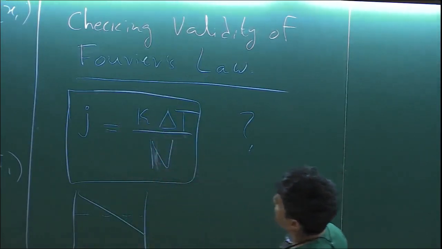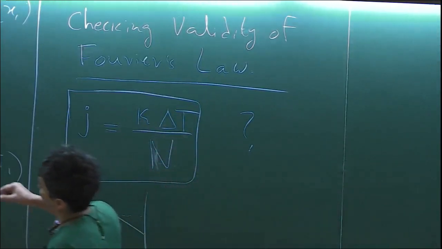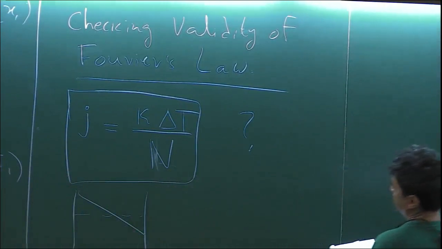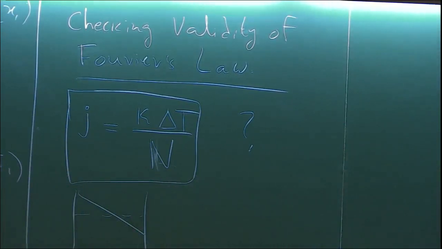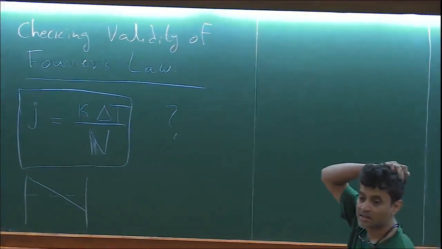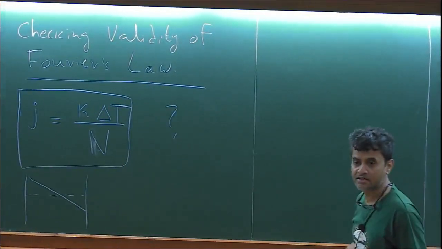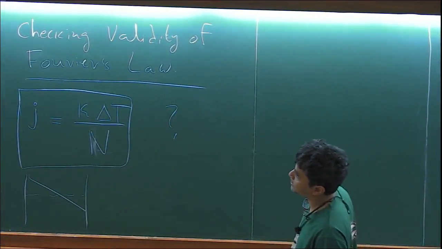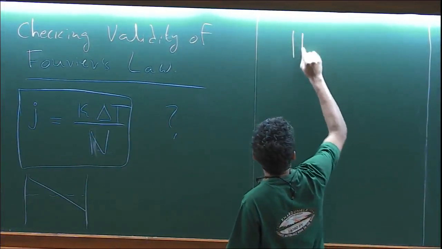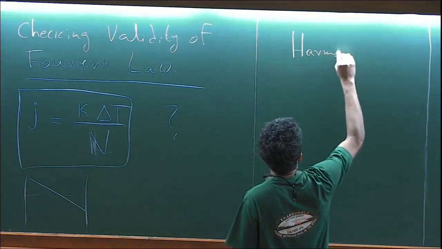So we have to put in some form of interaction potential here. What is the simplest form of potential one can choose? Harmonic, right? Like in solid state physics, we always start with a harmonic crystal. And so the simplest thing is to try harmonic.